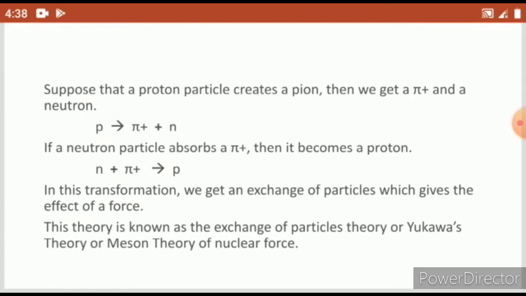And in this transformation that is continuously happening between neutrons and protons, we can get an exchange of particles which gives the effect of a force. So, this theory is known as the exchange of particles theory or meson theory. So, this is how the nuclear forces exist inside the nucleus. Neutrons and protons continuously emit and absorb these kind of pion particles, and if they have neighbors, then they continuously emit and absorb with their neighbors, thereby playing a game of catch, creating the effect of a bond between them, which is both attractive and repulsive. So, this is known as the meson theory of nuclear forces.